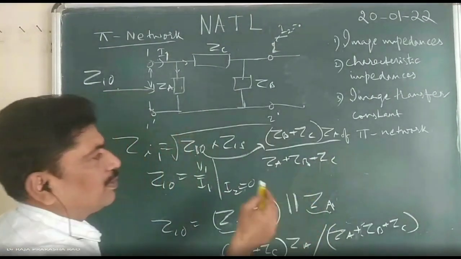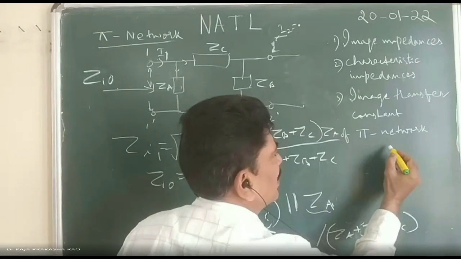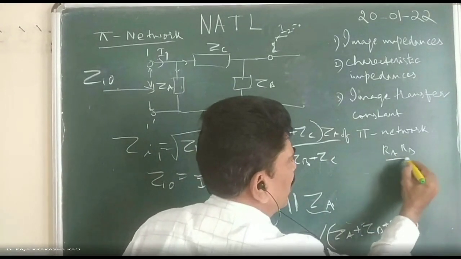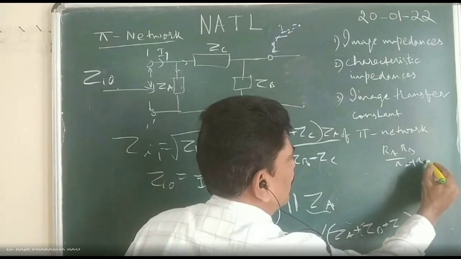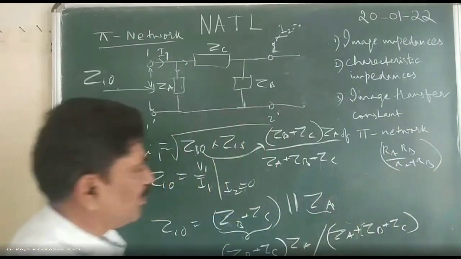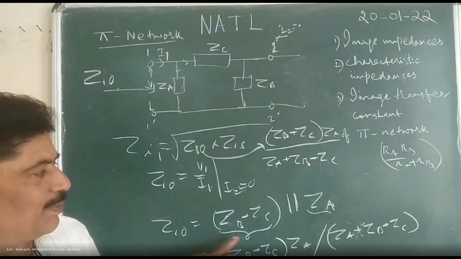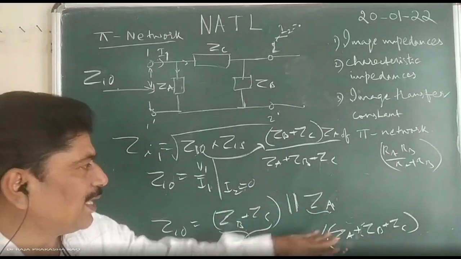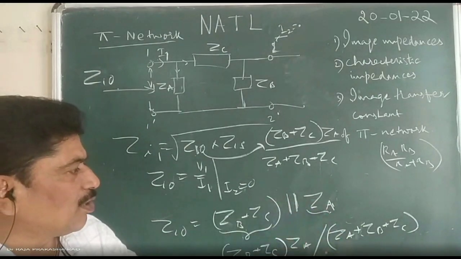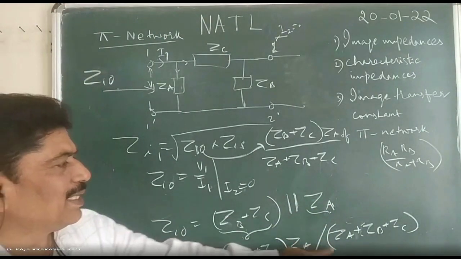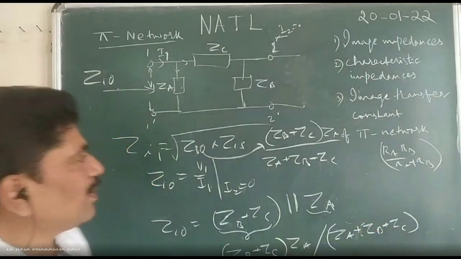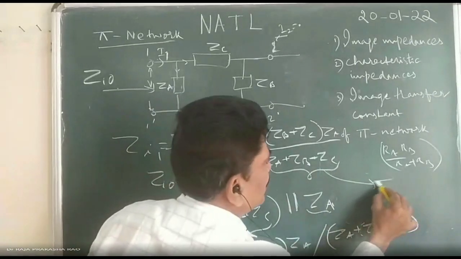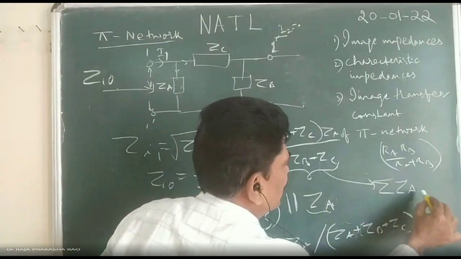So I think you know this formula for parallel combination. If RA and RB are parallel, then it will be RA into RB by RA plus RB. This is the formula for parallel combination. I use the same formula. RA is nothing but ZB plus ZC and RB is, let us say, ZA. So multiply these two and then add these two terms in the denominator: ZB plus ZC into ZA by ZA plus ZB plus ZC. So we can denote this ZA plus ZB plus ZC by sigma ZA.